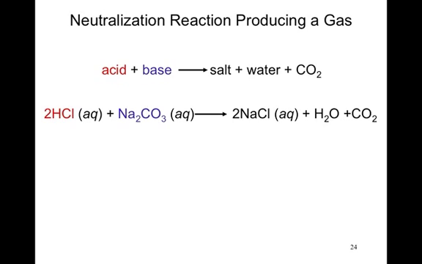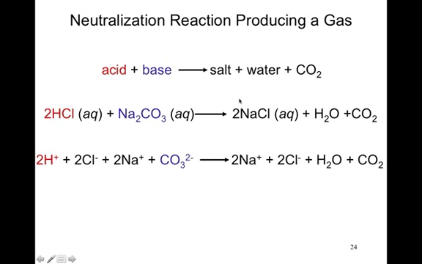So what do we got? Neutralization producing a gas. Some of them are going to give us a salt and a water and a CO2. Here you can see this with some sodium carbonate and some hydrochloric acid, giving us sodium chloride, a water, and CO2 left over. Do make sure they're balanced.